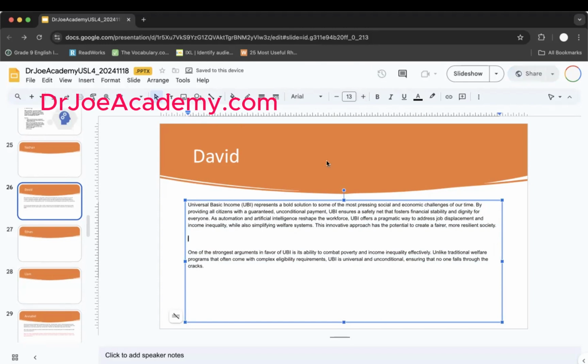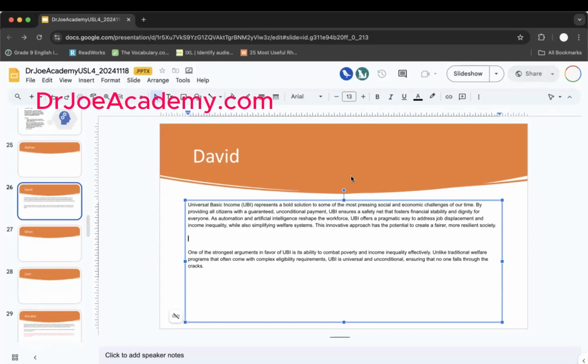Universal Basic Income, UBI, represents a bold solution to some of the most pressing social and economic challenges of our time. By providing all citizens with a guaranteed, unconditional payment, UBI ensures a pragmatic way to address job displacement and income inequality, while also simplifying welfare systems. This innovative approach has the potential to create a fairer, more resilient society. One of the strongest arguments in favor of UBI is its ability to combat poverty and income inequality effectively. Unlike traditional welfare programs that often come with complex eligibility requirements, UBI is universal and unconditional, ensuring that no one falls through the cracks.